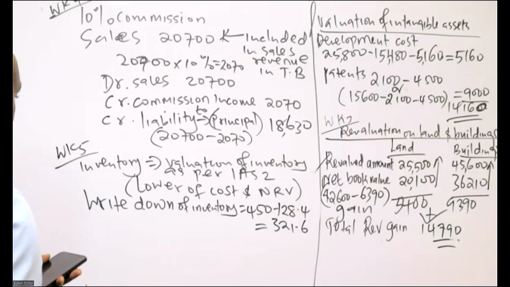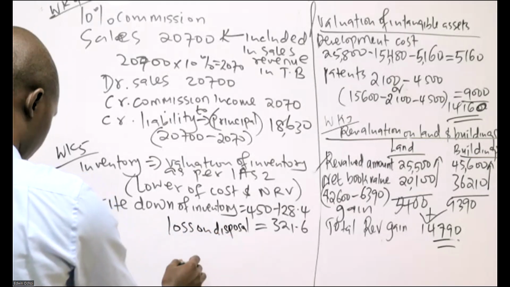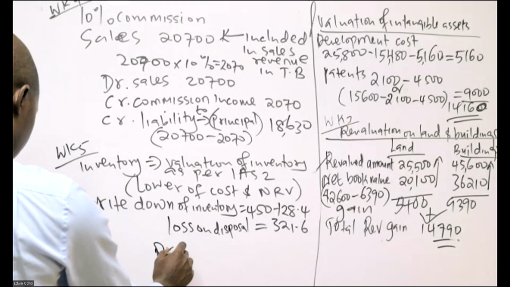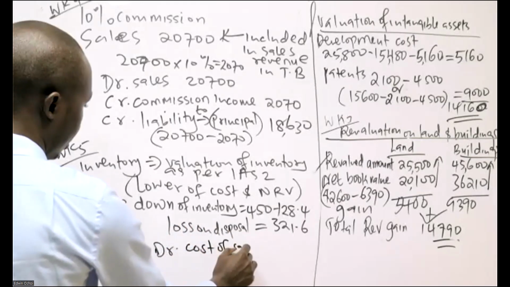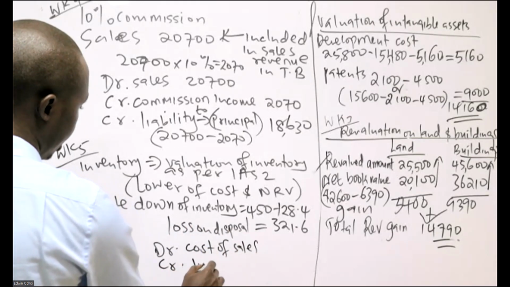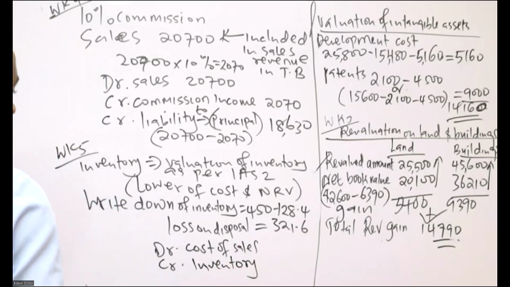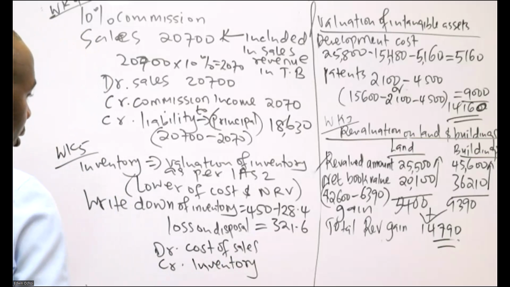So what do I do with the write down of inventory? This will affect the cost of sales, and at the same time we record it under inventory. Because this is just a loss on disposal, we debit cost of sales and credit inventory, because on the inventory they made a loss.